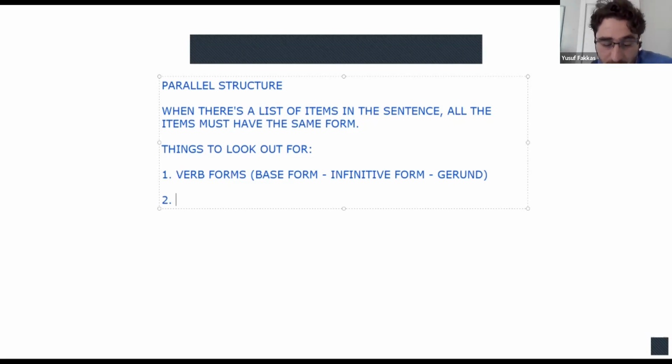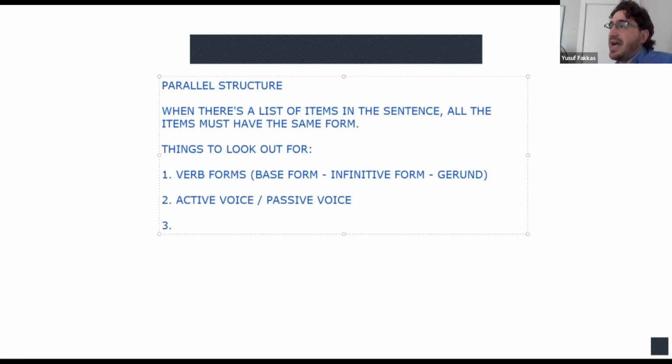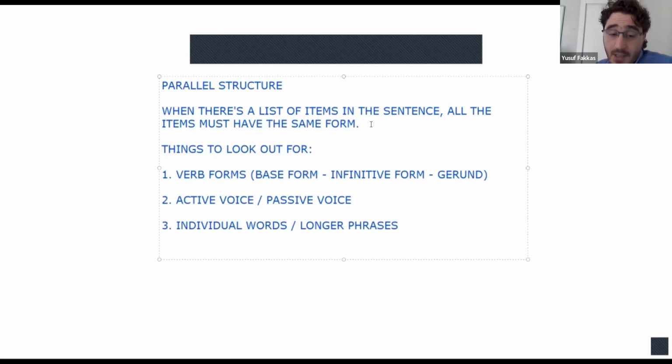The second thing is about the voice of the verb, because as you know, we have active voice, and then we have passive voice. So again, all the verbs in the list should be active or all of them passive. You cannot mix. You cannot have one active, one passive. The third one is about individual words versus long or longer phrases. Again, it's either a group of words or a group of phrases.